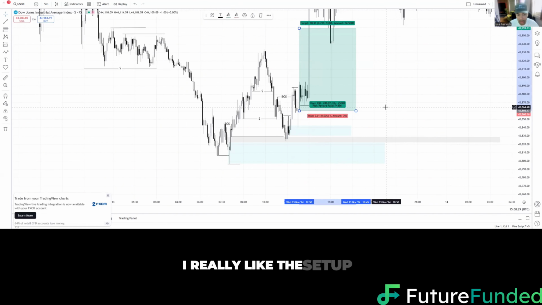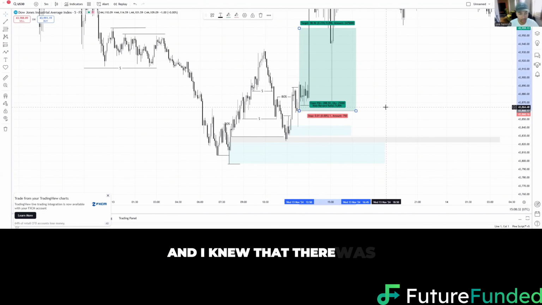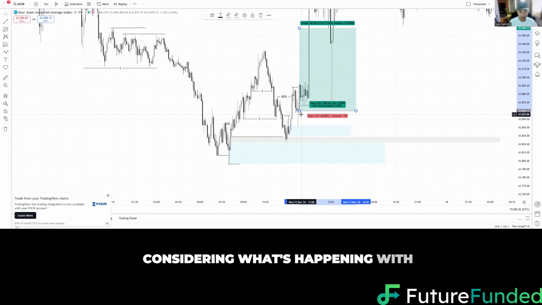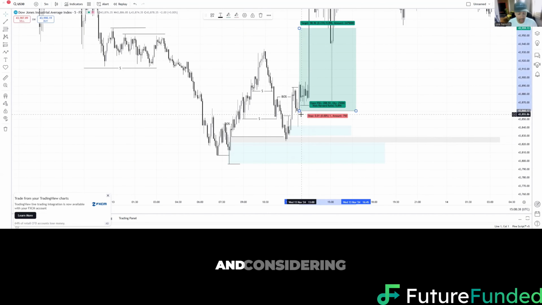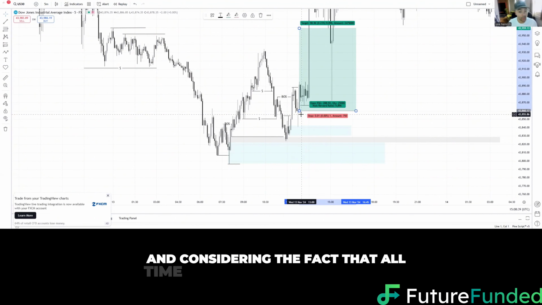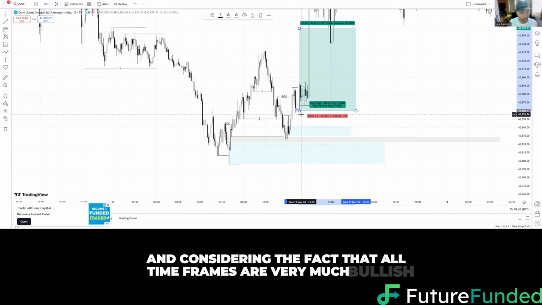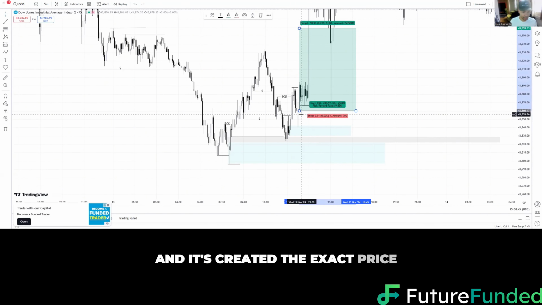I really like the setup. And I knew that there was a potential opportunity that it could go up, considering what's happening with the higher time frame, and considering the fact that all time frames are very much bullish, and it's created the exact price action that we were looking for. All right, and that's exactly what happened in this case.